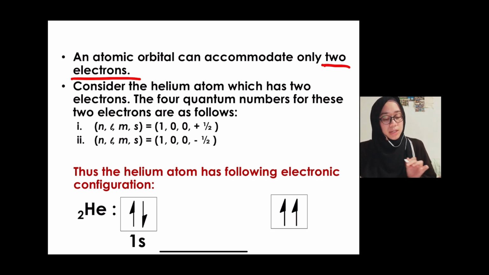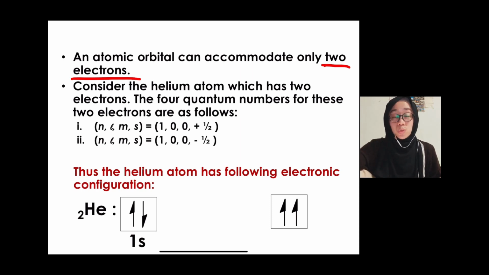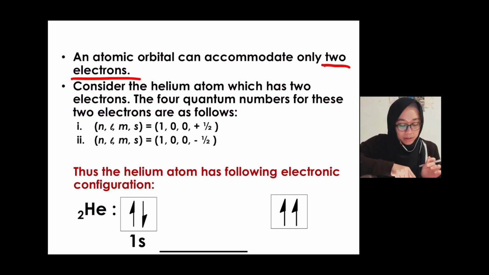Okay, so consider the helium atom. Helium atom, it has 2 electrons. So the 4 quantum numbers for these 2 electrons are as follows. So the first electron, kita ada 1, 0, 0 and positive half. Okay, and then untuk yang second electron, kita ada 1, 0, 0, negative half. Okay, so as you can see, the value of n, l, m sama sahaja. Kenapa? Sebab dua-dua isi 1s. Okay, dua-dua isi 1s, dua-dua isi bilik yang sama.